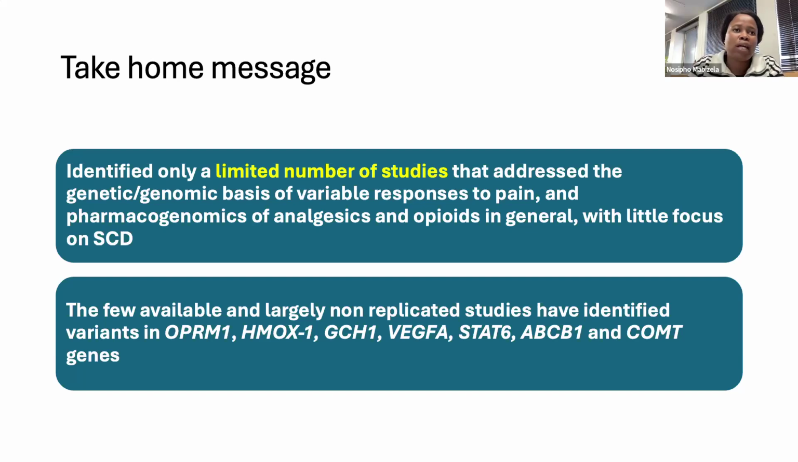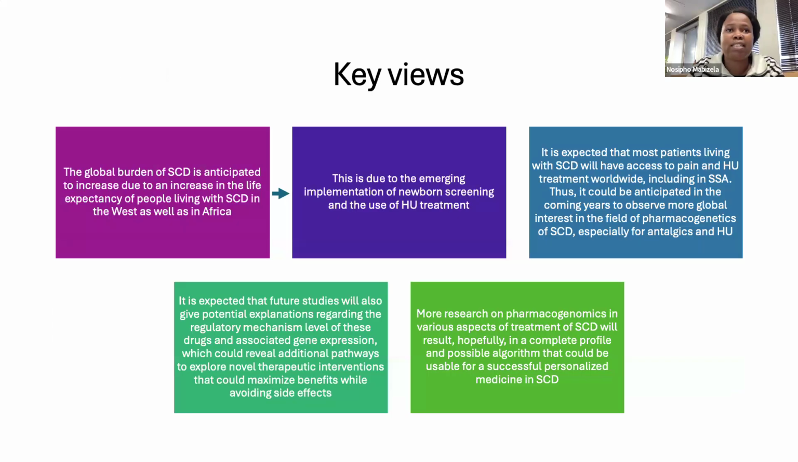population, because we know that genetic diversity in Africa is very high. So a patient that is coming from Congo might not necessarily need the same dose as the person that is coming from, maybe, let me say, Tunisia. So we have a lot of genetic diversity. I think we also highlighted the key views.